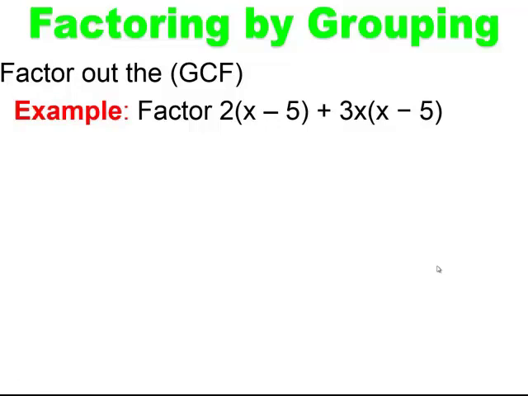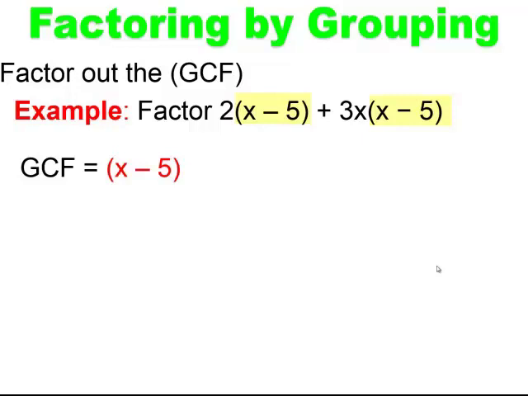Factor out the greatest common factor, or the GCF. In this example, we see that we have 2 times parentheses x minus 5 plus 3x times parentheses x minus 5. Now in this case, our GCF is a binomial. The GCF in this case would be that x minus 5.